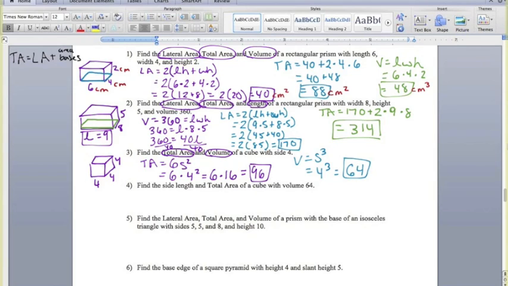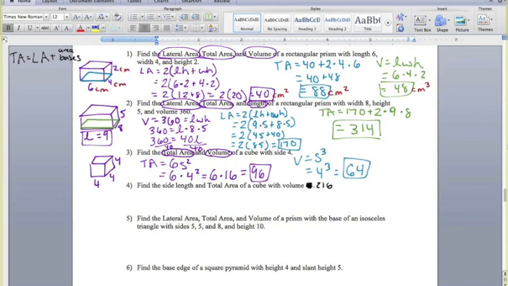The next question says, find the side length and total area of a cube again with a volume of 64. Well, in the last problem, it had a volume of 64, so we're just going to end up redoing that same exact problem over again, and that doesn't seem productive. So we're going to go ahead and change this to be 216 instead, so we'll get some new answers to this question. The volume is 216.